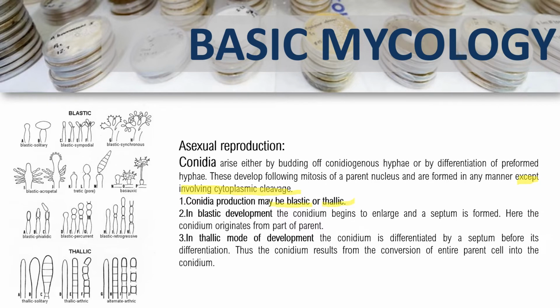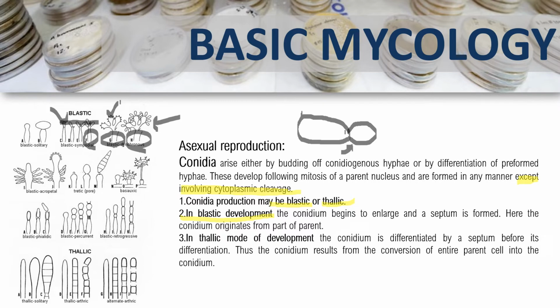So pag sinabi nating blastic development class, the conidium begins to enlarge. Okay, and septum is formed. Okay, here the conidium originates from part of a parent. So anong ibig sabihin nito class? So if you have a parent cell, this one is your parent cell, then they will try to form a bud. So that's the budding form class. So if you can observe, from the parent cell, they will try to bud. Okay, so that's the budding form. So they form a blastic.